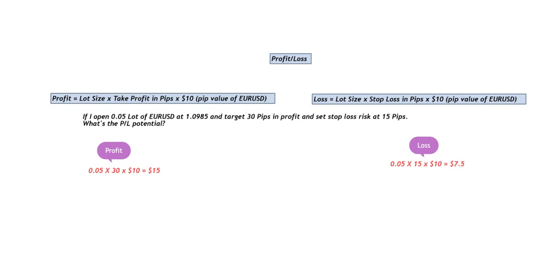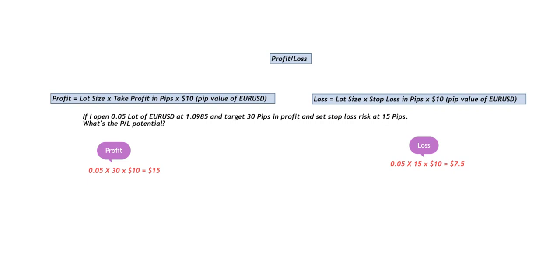Also, loss is going to be equal to the lot size the trader is trading multiplied by the stop loss in pips. That means if the trade runs into a loss, how many pips is being lost? If it's 5 pips, 10 pips, 15 pips, whatever the case is, then multiply by $10, which is the pip value of euro US dollar. So we're using euro US dollar as the typical example here.